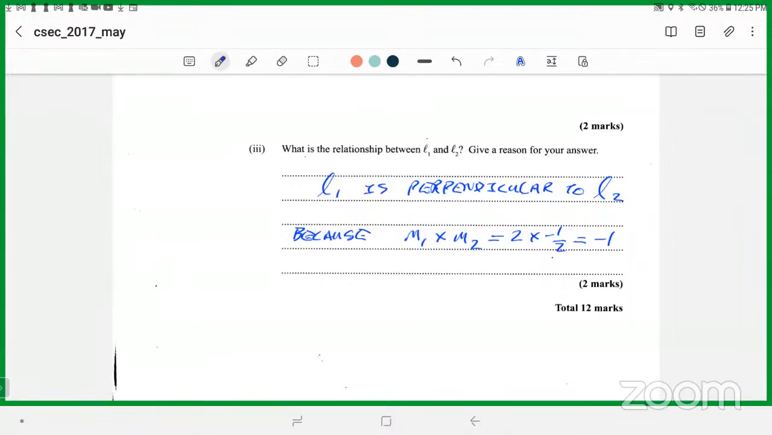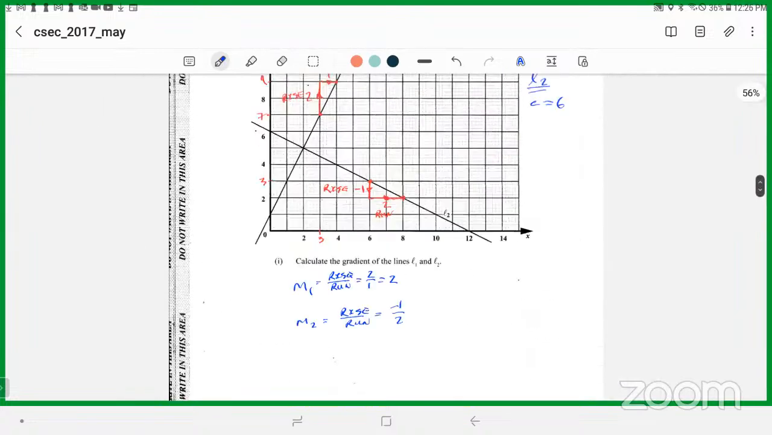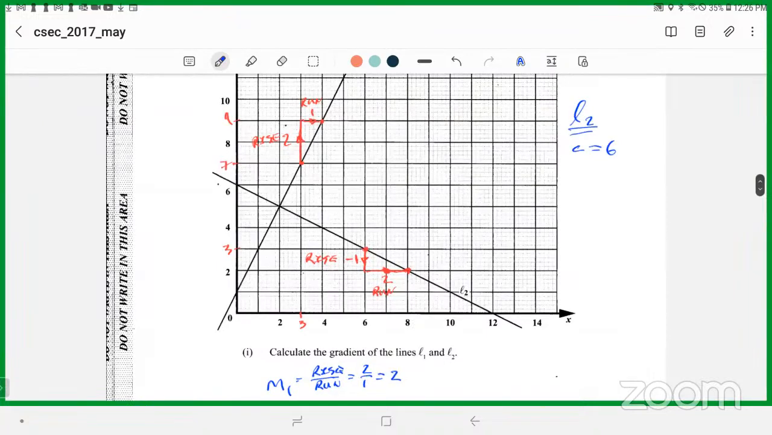Sir, I have a question. Yes. Sir, going back to the graph, you said that we use random points on the graph. You can use any 2 points that are on the line to get the gradient. Any 2 points to count out the gradient. You just need to count the rise and the run between any 2 points. You're going to get the same answer.